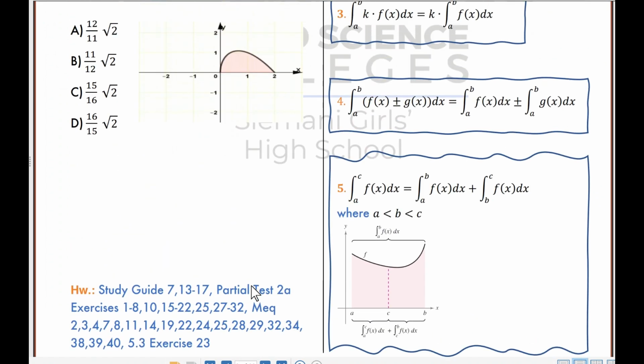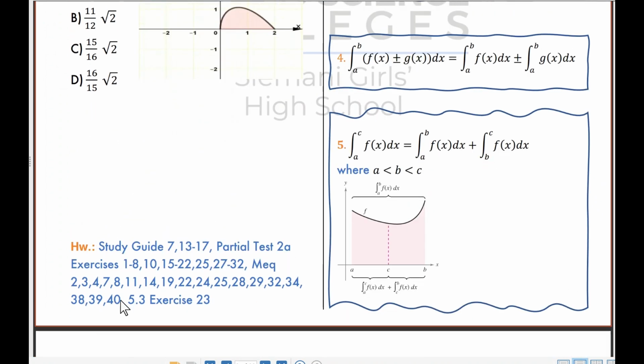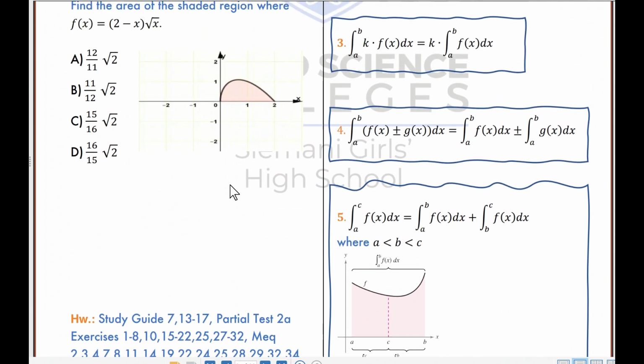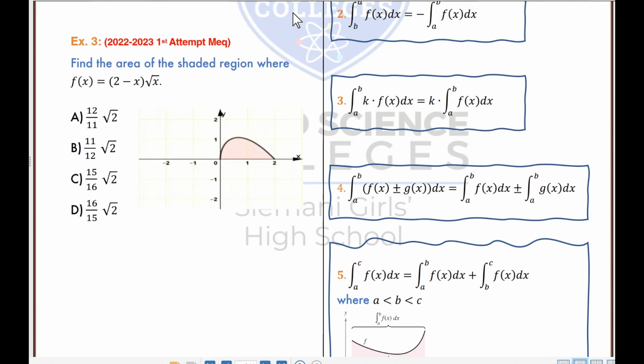One last question. These are all related questions to this definite integral. 2023, first attempt. We are asked to find the area of the shaded region. The area is between 0 and 2. So we take the integral from 0 to 2 of this given function, 2 minus x times square root of x.